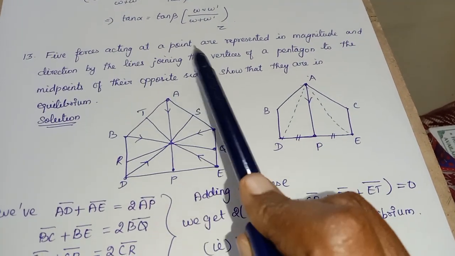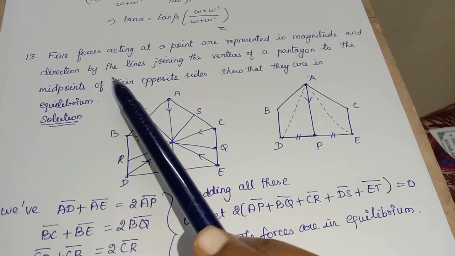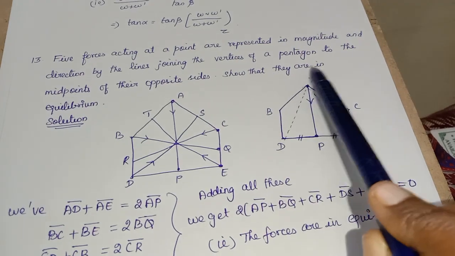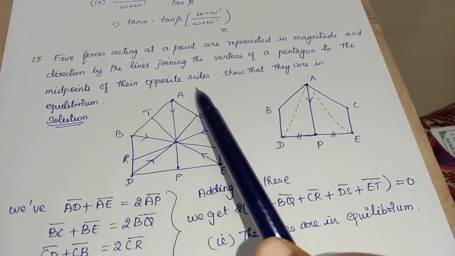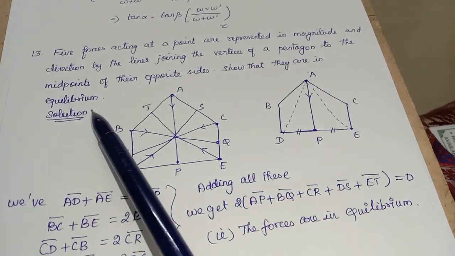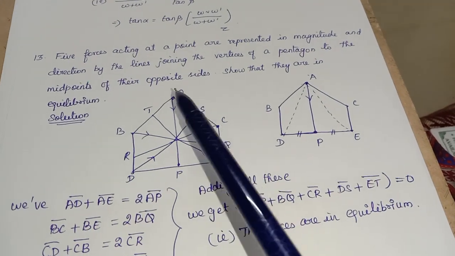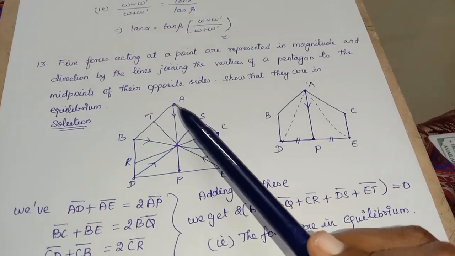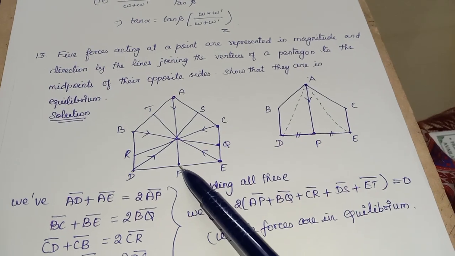Five forces acting at a point are represented in magnitude and direction by the lines joining the vertices of a pentagon to the midpoints of their opposite sides. Show that they are in equilibrium. So I am drawing a pentagon. Where are the forces acting? From vertex to the midpoint of the opposite side.